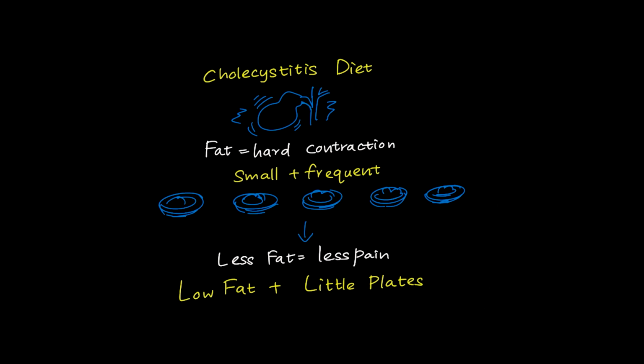Here's a D440 OA exam tip for you. When the question mentions gallbladder or cholecystitis, pick low fat and small frequent. Quick recall hook: low fat little plates.